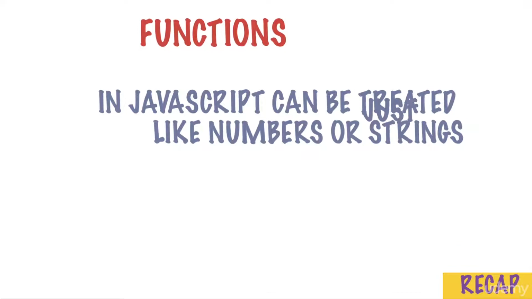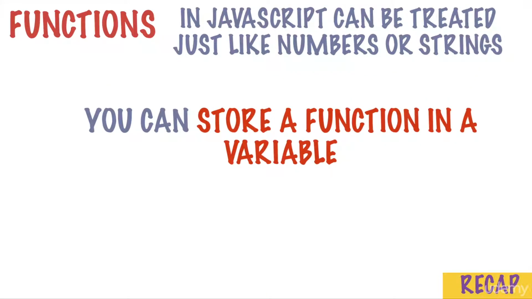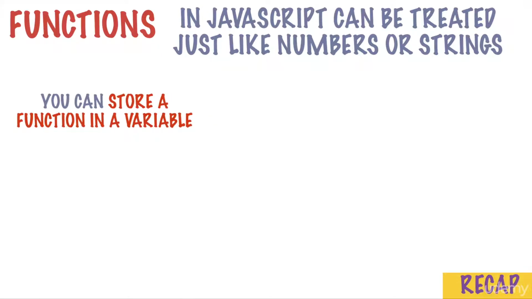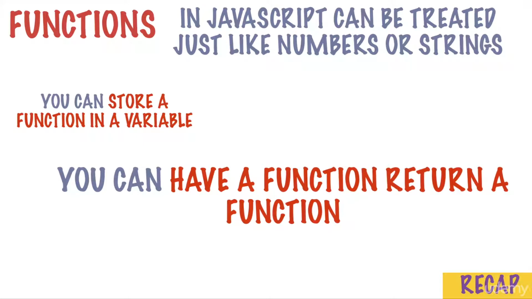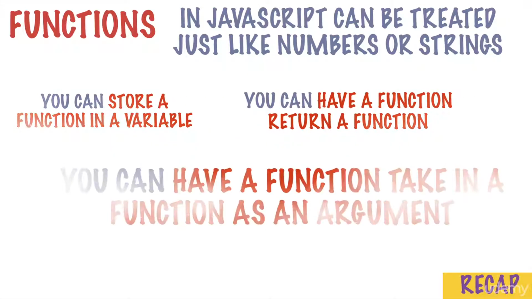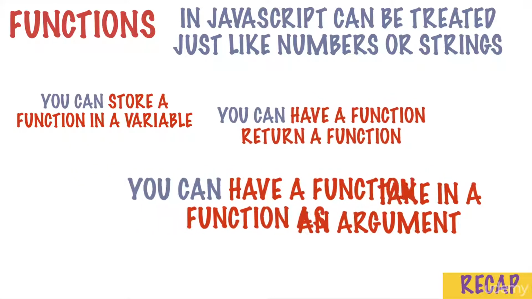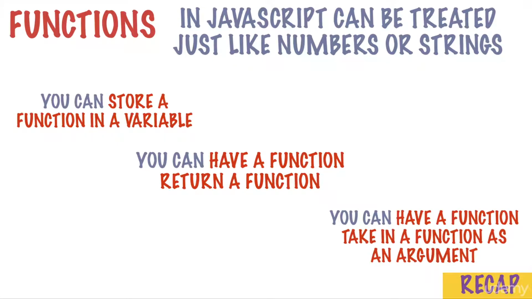How can we treat functions as numbers or strings? You can store functions in a variable. That variable can be used to refer to and invoke that function. You can have a function return a function as a result of its calculations or a result of whatever statements it executes. You can also have a function take in another function as an input argument to itself. So functions behave pretty much like numbers and strings and objects and booleans in JavaScript.